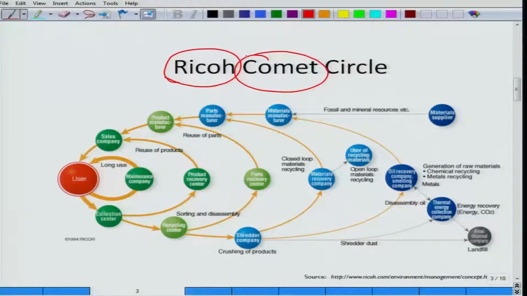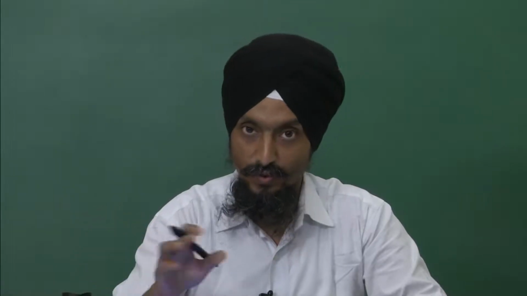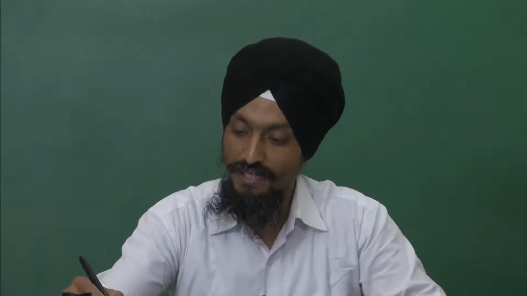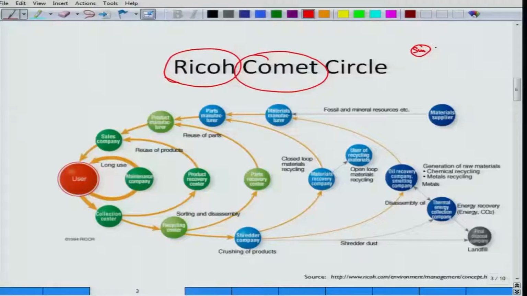Actually, what is a comet? A comet is a heavenly body that revolves around the sun. The orbit of the comet is like this one. This is the sun, and the comet has an elliptical orbit like this. And comets have tails like this. If it is traveling, the tail will be pointing away from the sun. These comets have tails.